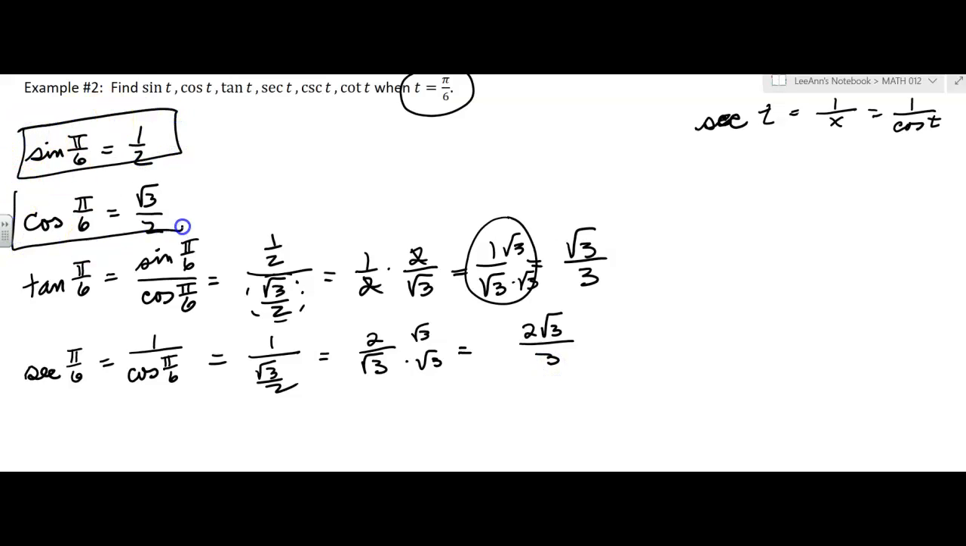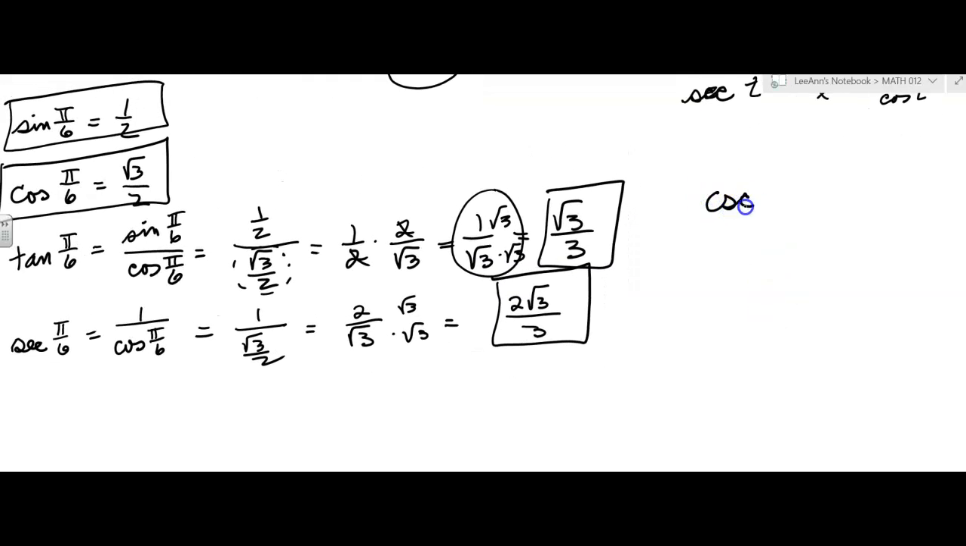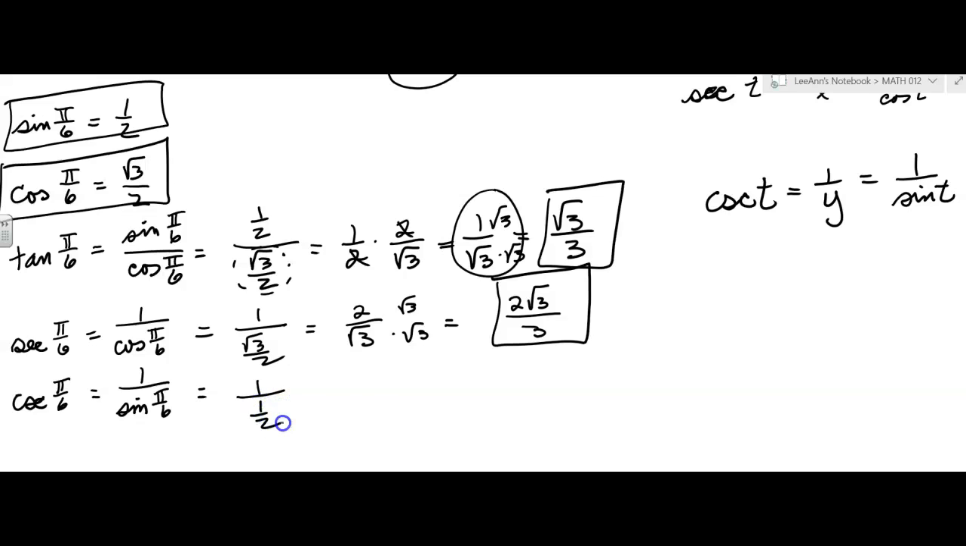Oops, just ran right through it. That one is tangent. This one is secant. Now we got to do cosecant. But cosecant is equal to 1 over y, which is equal to 1 over the sine of t. So my cosecant of pi over 6 is equal to 1 over the sine of pi over 6, which is equal to 1 over 1/2, which is equal to 2.